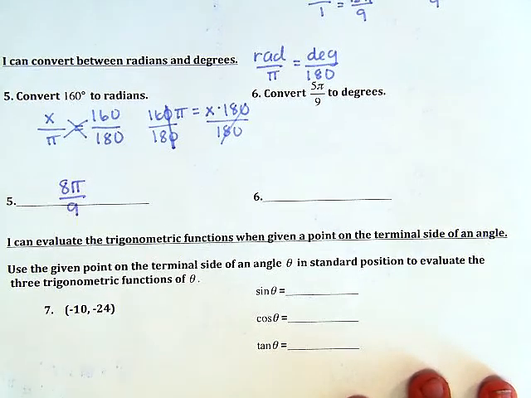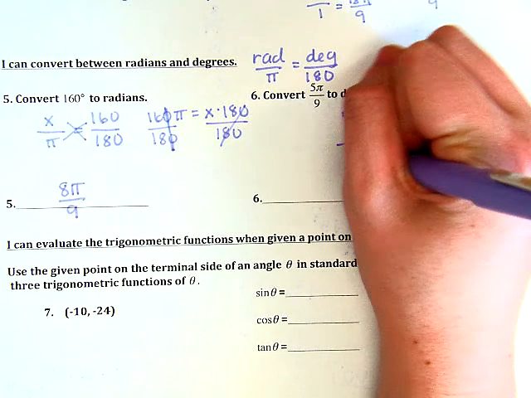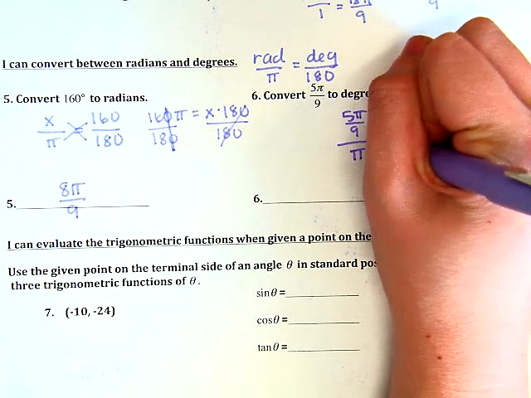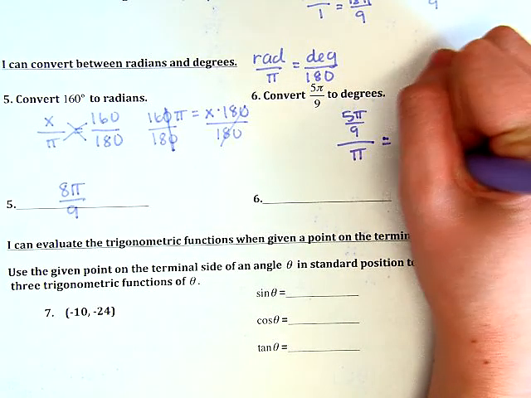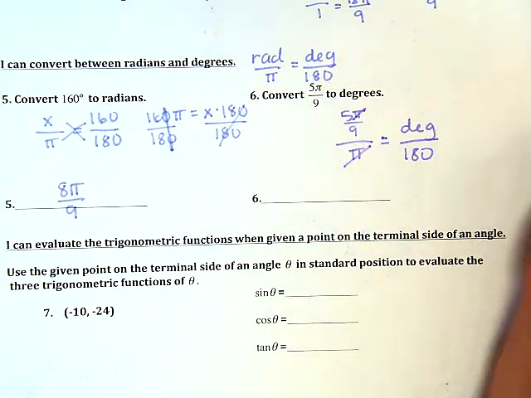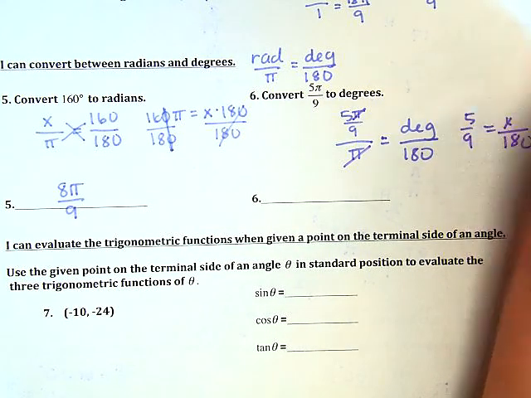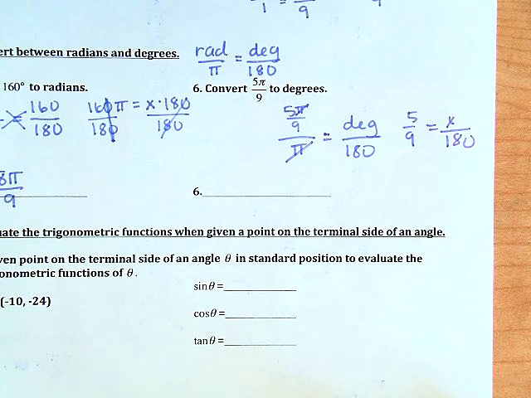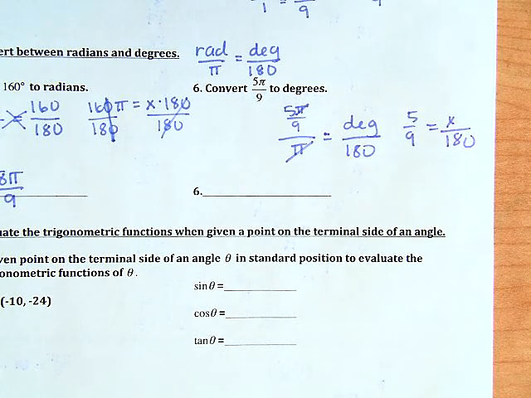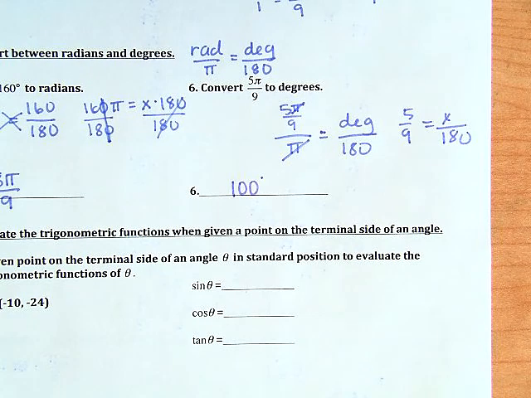For converting radians to degrees, I'm going to take 5 pi over 9 over pi equals my degrees over 180. Degrees is what I'm looking for. This is nice because the pi's cancel out. So it's really just 5 over 9 equals degrees over 180. Just like that. Then when I cross multiply, 180 times 5, divide by 9, get 100 degrees.